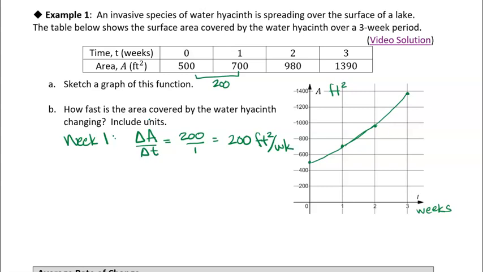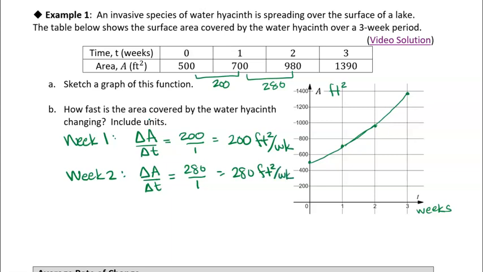Okay, now I could do the same thing for week 2, right? I could look at what's happening that week. It looks a little different, right? We could still look at the change in area over the change in time, but in this case, we're going from 700 to 980. So that's an increase of 280 square feet, all right? So I'd have 280 again over a 1 week period. So that's 280 square feet per week that week. So it's different.